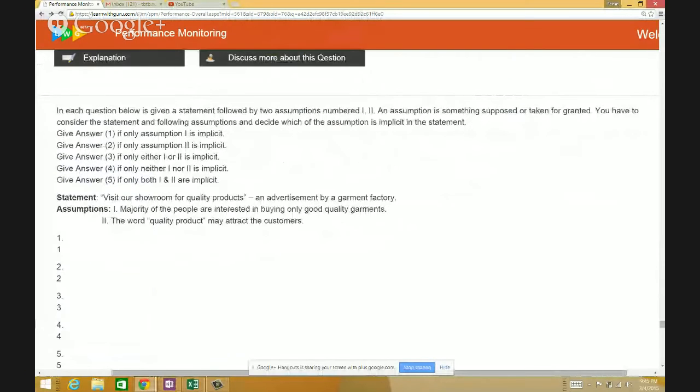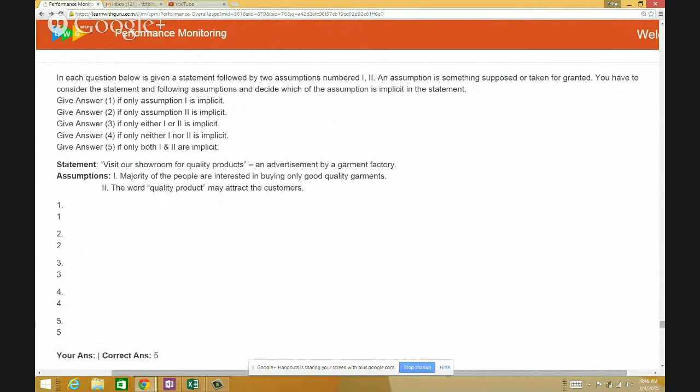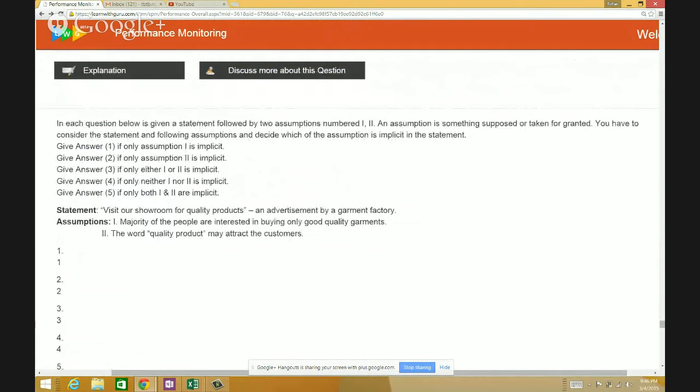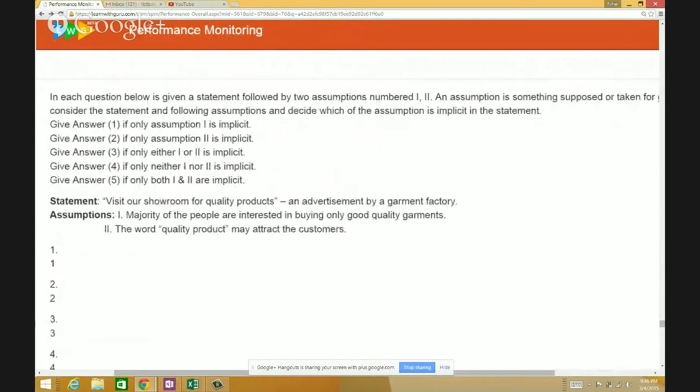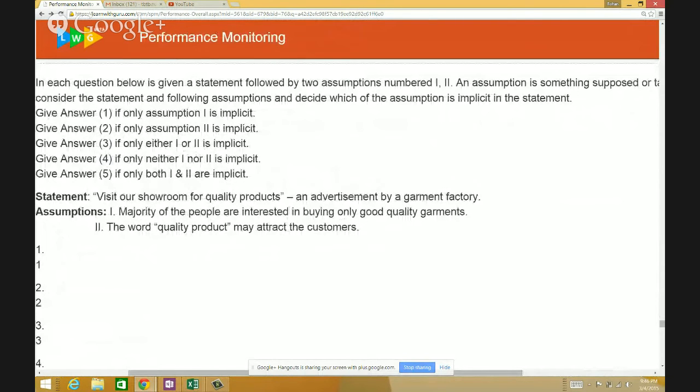Visit our showroom for quality products. Advertisement. Whenever there's an advertisement, people will respond. People pay attention. Product advertised is in demand. Majority of people are interested in buying only good quality garments. Now the word only is a little scary, but I would say majority is fine. If you notice carefully, there is only here, okay? But they say majority, okay? That's why it's fine. It's not exclusive as such.